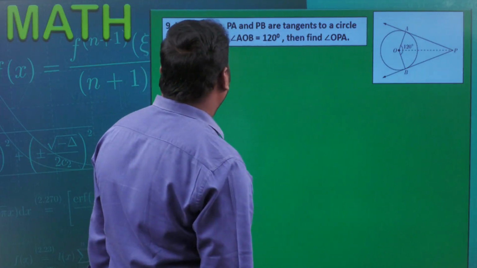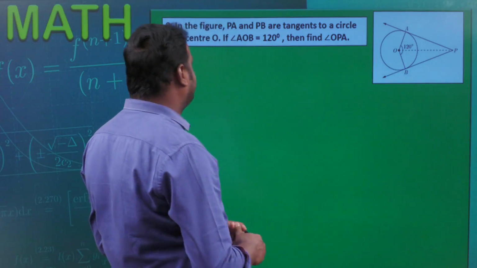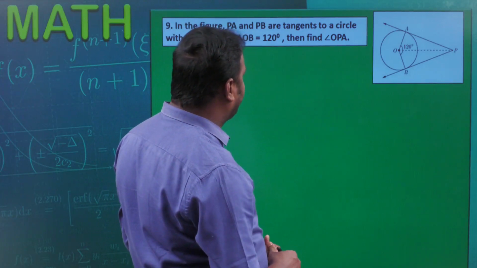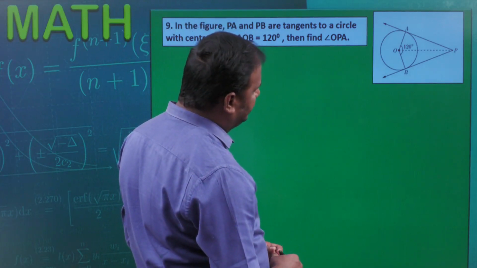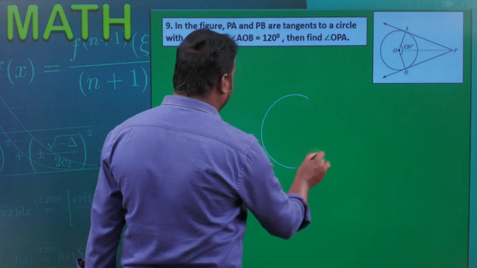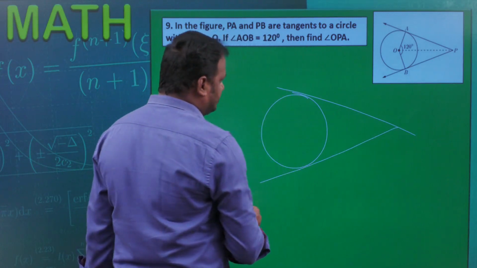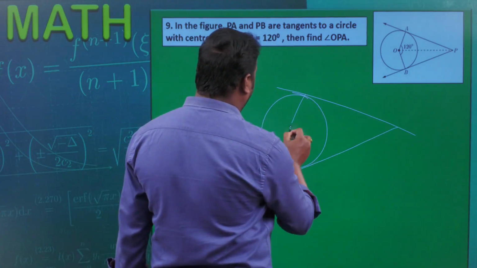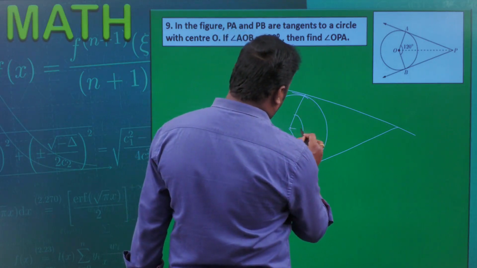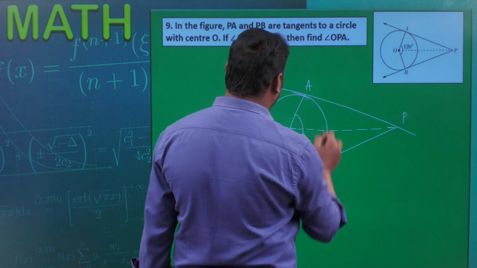See, in this problem, in the figure PA and PB are tangents to a circle with center O. Angle AOB is equal to 120 degrees. Then find angle OPA. OPA is equal to how much? So it is a quite simple problem because we are dealing with only this kind of thing. These two are tangents and this is the center, right? So this entire angle is equal to 120 degrees and it is joined to the external point. Let this point be P and this be A and this be B.